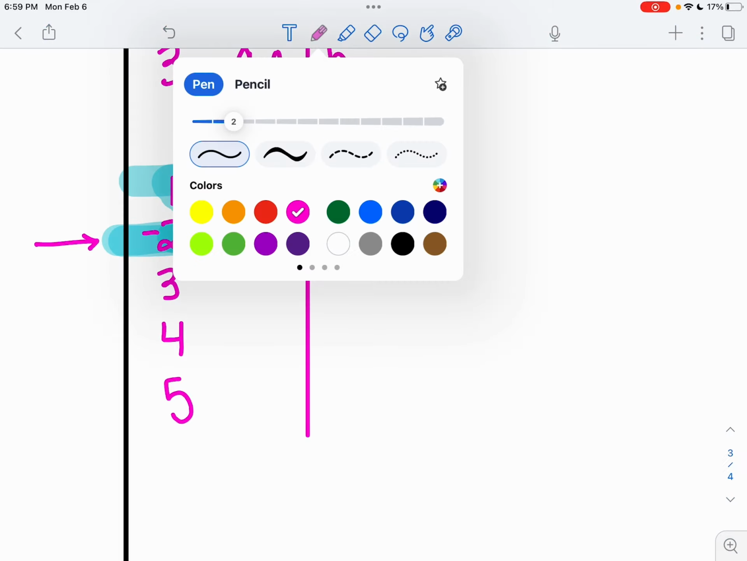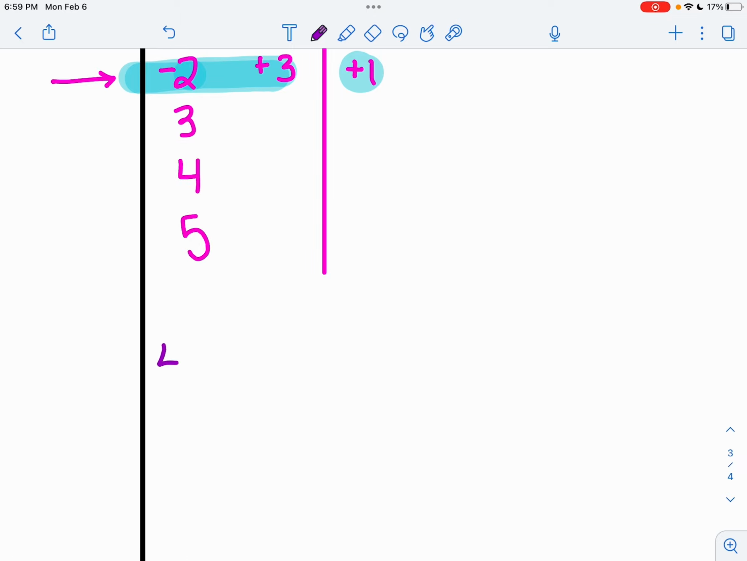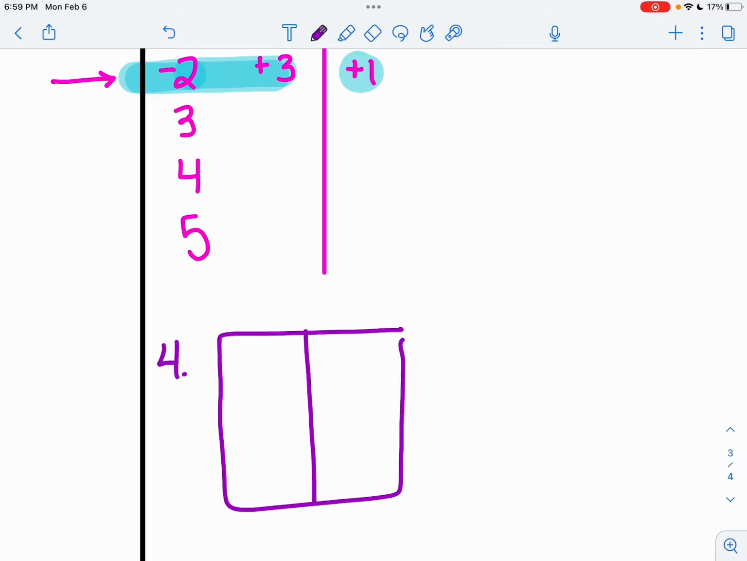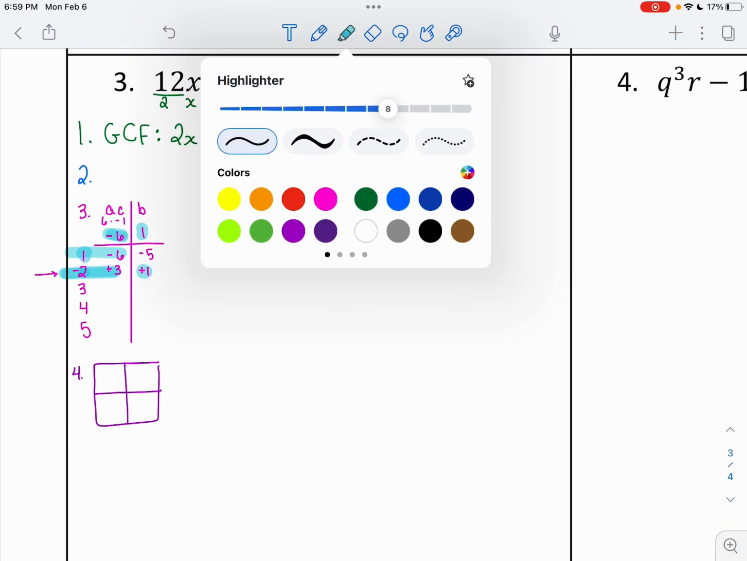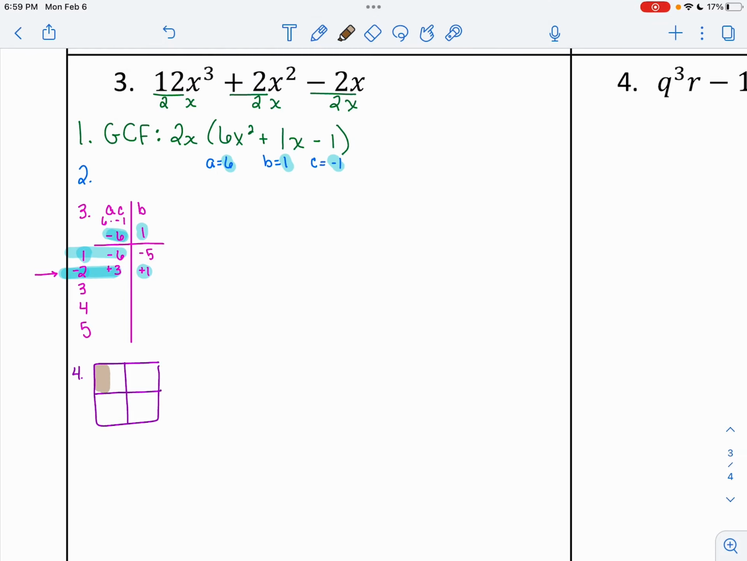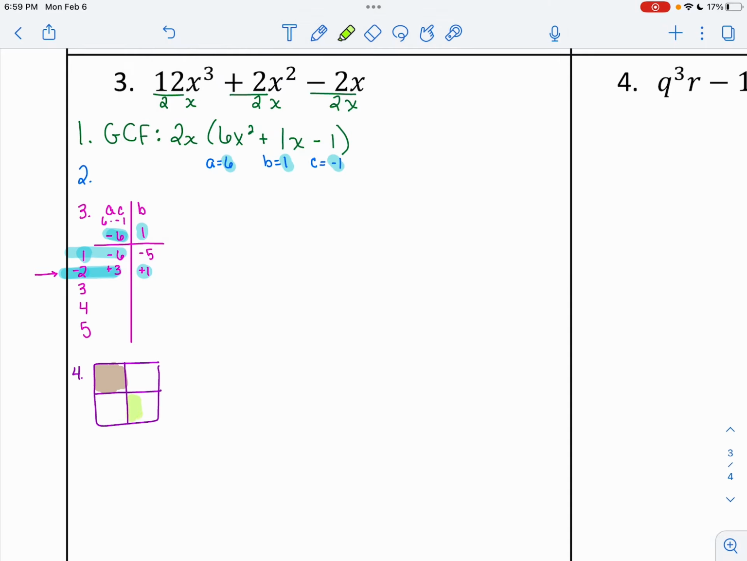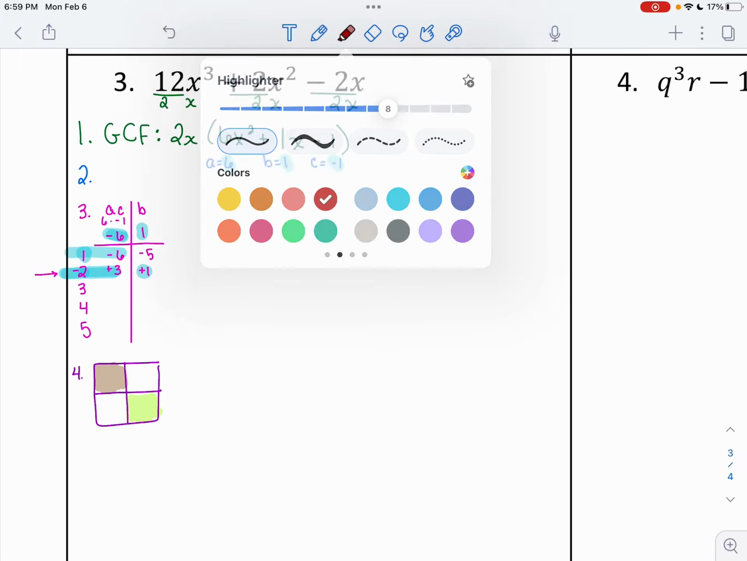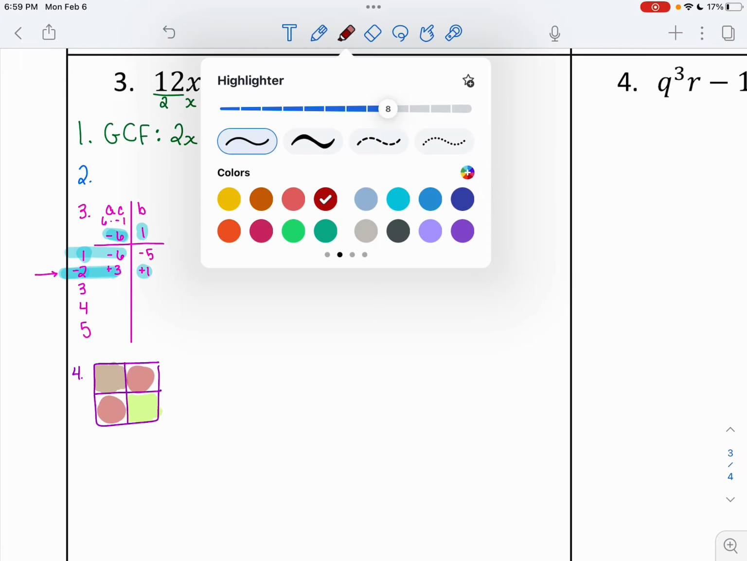Now that we found your magic factors, it's time to go to the box. I'm going to keep the same color coding. I believe I used brown for the top left and lime green for the bottom right. Then catty corners, I think I used burgundy and burgundy. All right, so the brown.